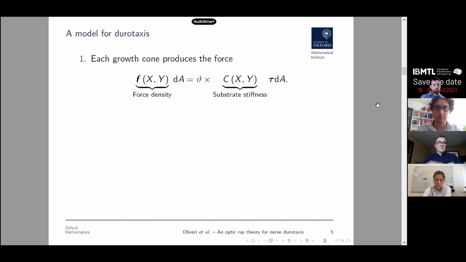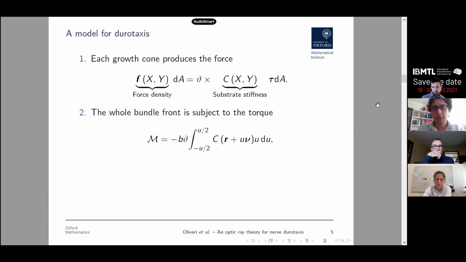For those interested in the equations, the starting point of this model consists in expressing the dependency between the force produced by each growth cone and the substrate rigidity. So simply, we assume that every growth cone in the bundle pulls with a different force and in a straight line. And we assume that this force is proportional to the substrate stiffness, which allows us to model the durotaxis effects.